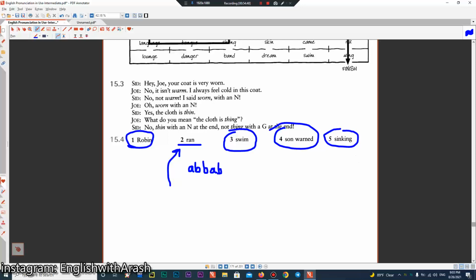His friend likes Robin banks. 2. Ran or rang. Tom ran yesterday. Ran yesterday. Ran or rang. Tom ran yesterday.